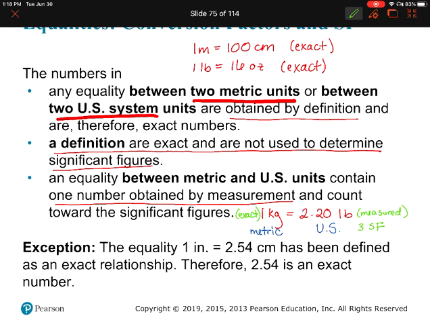Now, of course, there is an exception because there's always exceptions to the rule. The equality 1 inch is equal to 2.54 centimeters is defined as an exact relationship. So that is the one instance where we convert between US units and the metric system, and we consider both numbers to be exact. So 2.54 is an exact number.